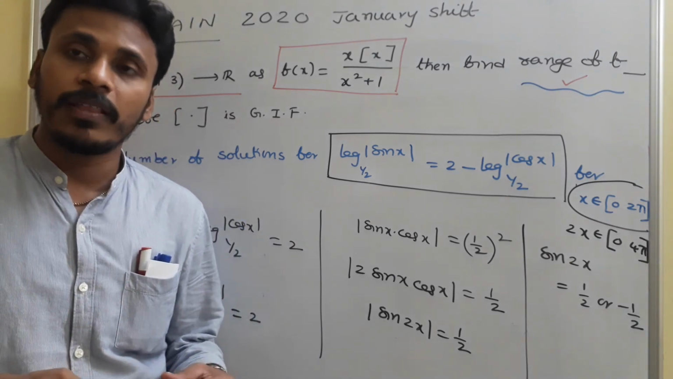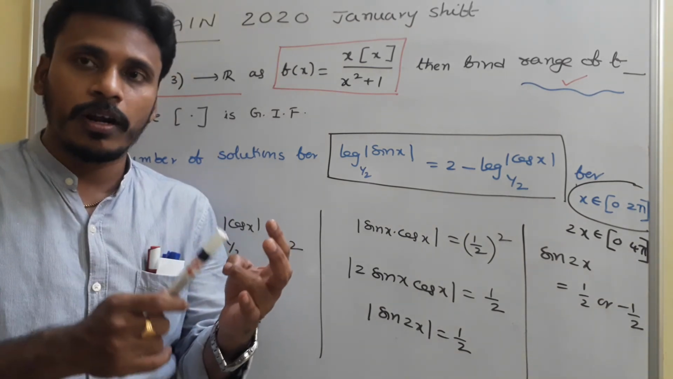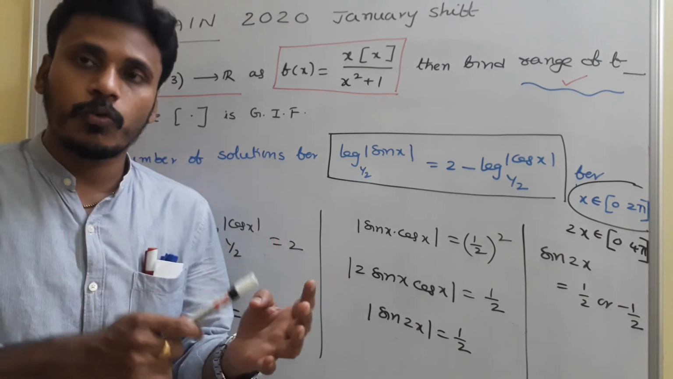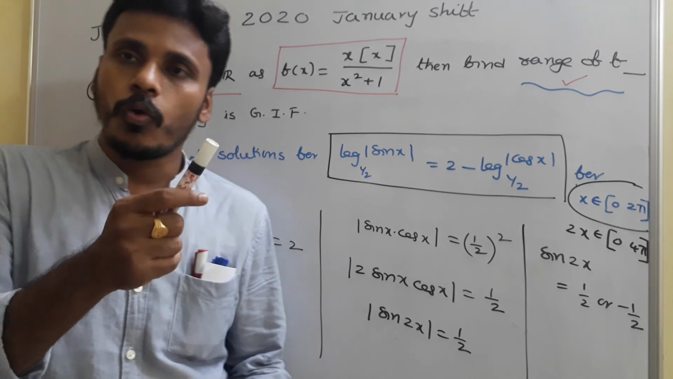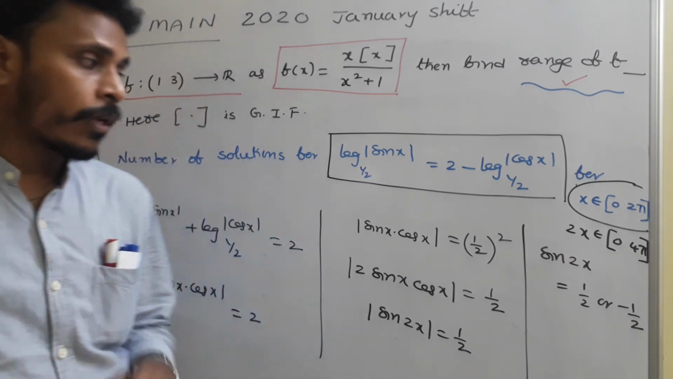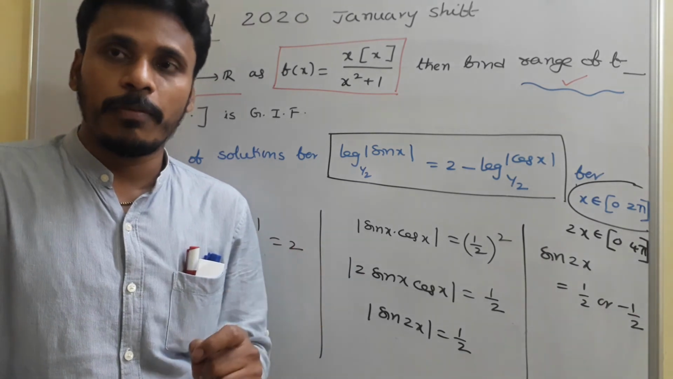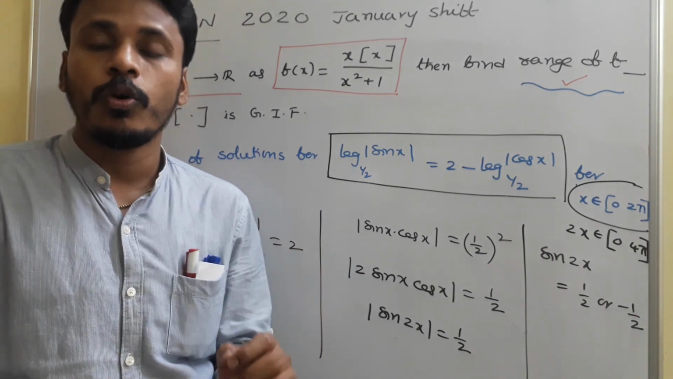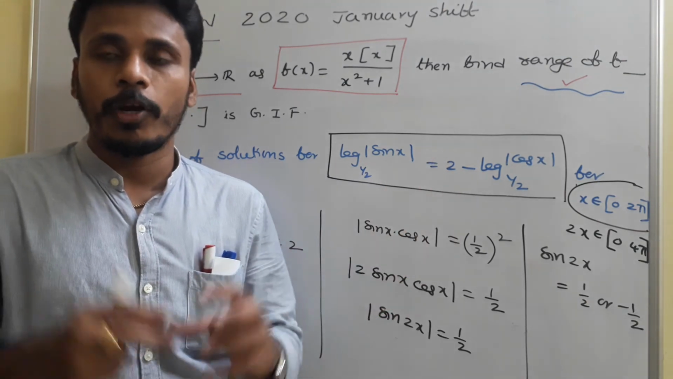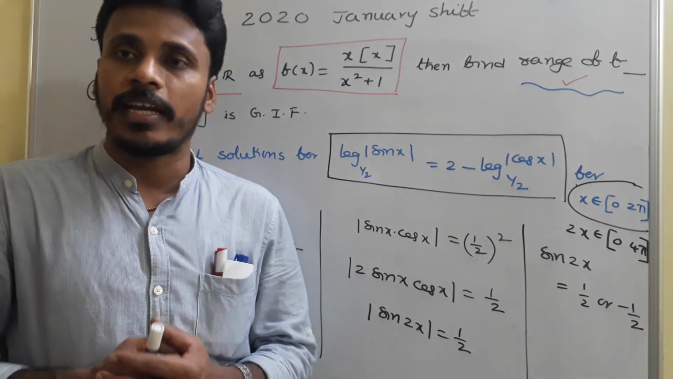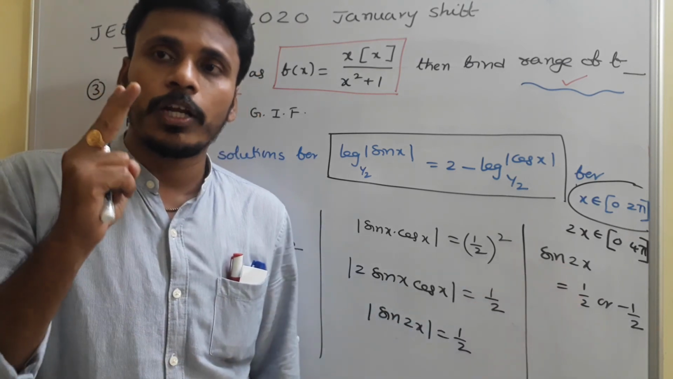0 to 4 pi in the sense 2 revolutions. First quadrant, second quadrant, third quadrant, fourth quadrant. Again first quadrant, second quadrant, third quadrant, fourth quadrant. Totally 4 quadrants, 2 times will appear, right? Sin 2x is equals to 1 by 2. Sin 2x is a positive value. From there you will get that answer from first quadrant or second quadrant, because in first quadrant and second quadrant sign is positive. And since sin 2x is 1 by 2, you will get two values.